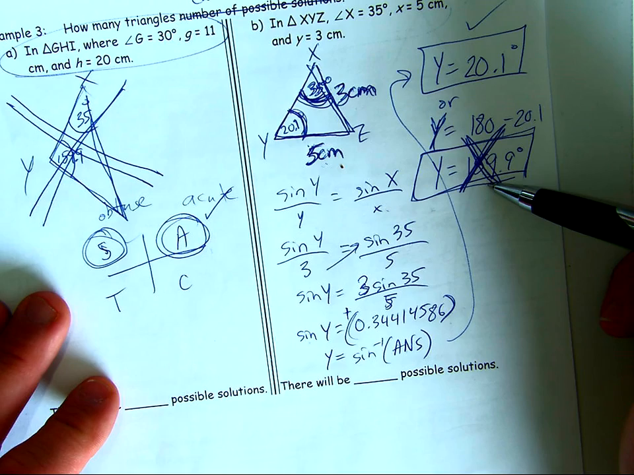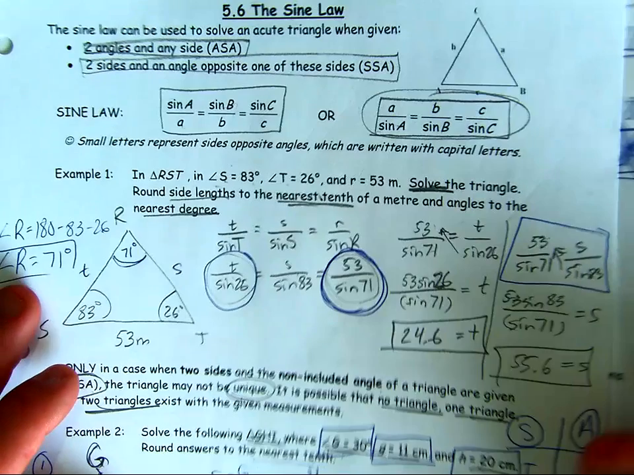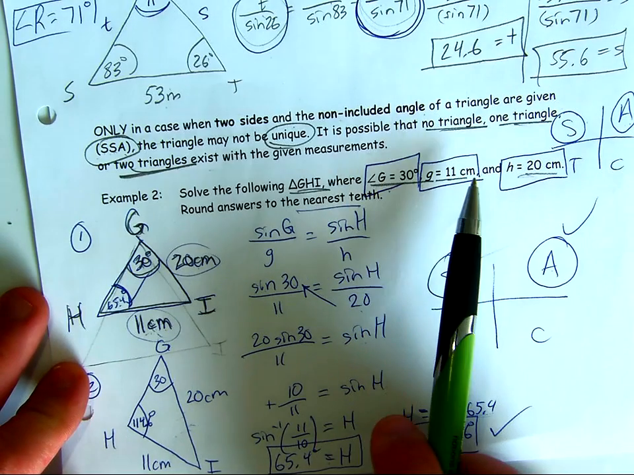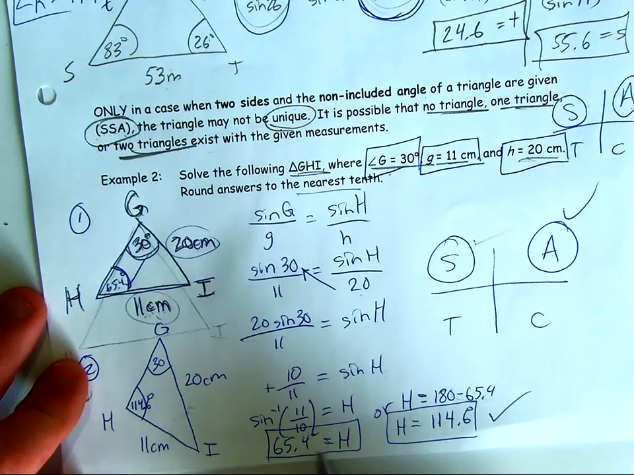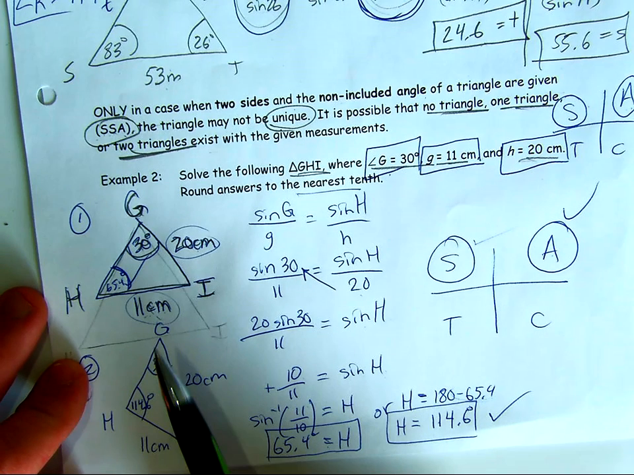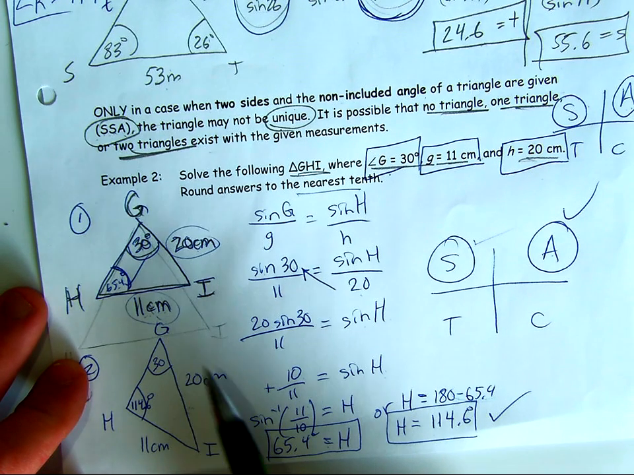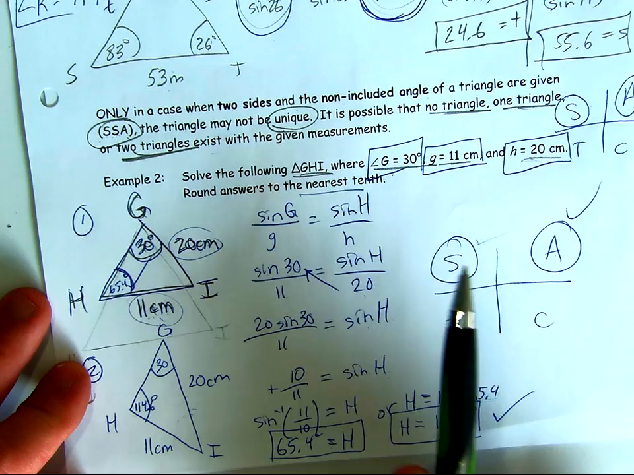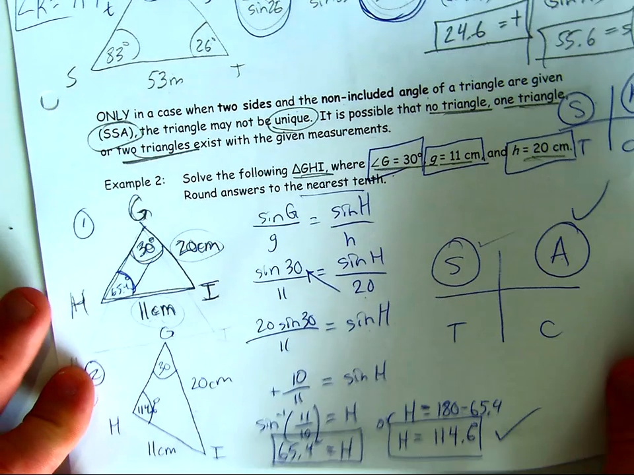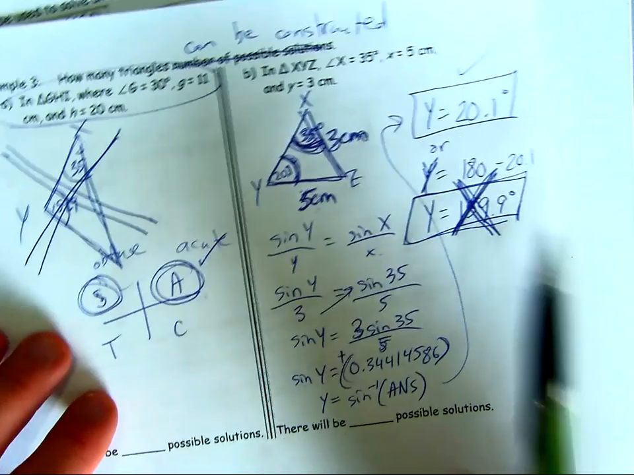As you saw in this question here, when we constructed a triangle with angle G being 30, little g 11 and little h 20, we ended up with two answers, 165.4 and 114.6, and both of them we were able to draw a triangle. The 114.6 wasn't too big for that other angle. It was still under 180 degrees. So you end up with two triangles in this scenario, but you only end up with one triangle in this scenario.